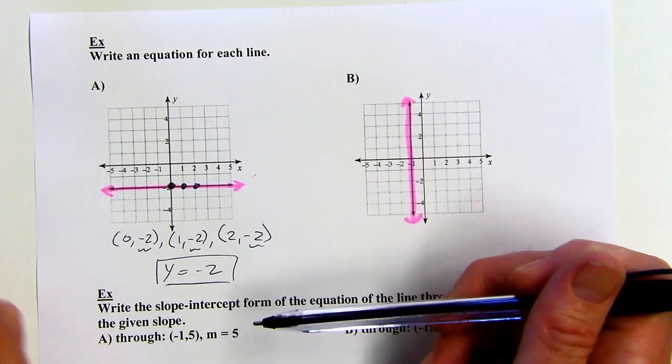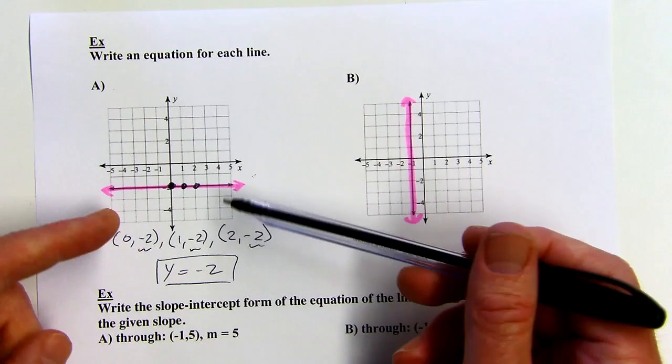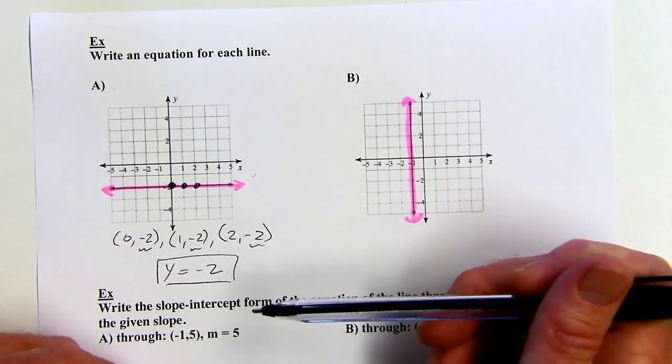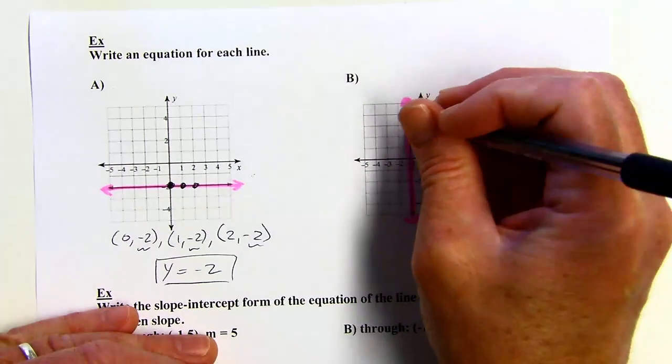It's y equals -2. Okay? So if you forget which is which, just look at a couple of the ordered pairs, see what they have in common, and that will give it away. So let's use that same strategy here.